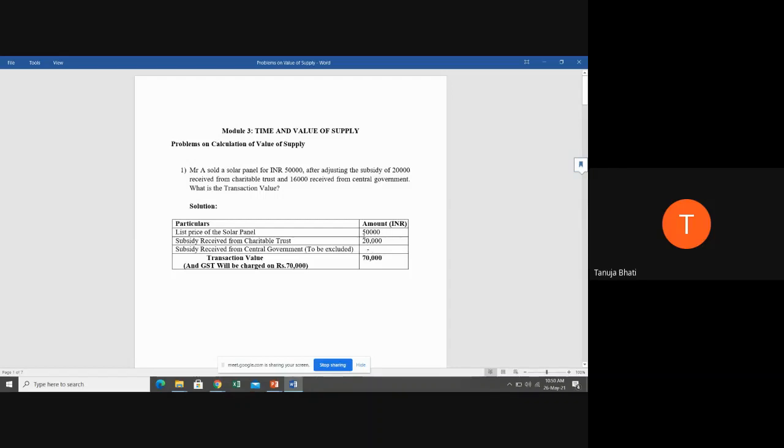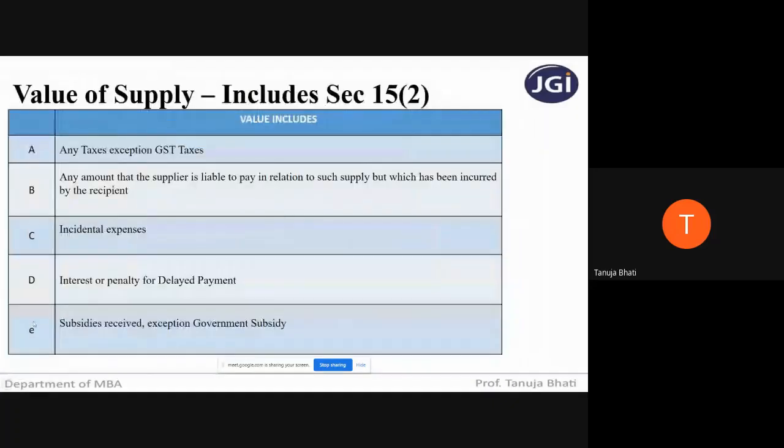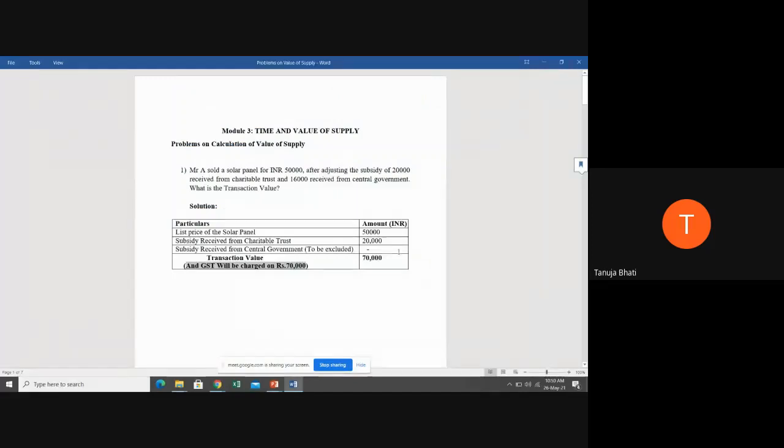So what will be the transaction value on which you will charge GST? It is 70,000, and GST will be charged on 70,000. So subsidies received is covered under which section? Section 15, subsection 2, clause E. Subsidies received have to be included, except government subsidies. Government subsidies have to be ignored and not included in the transaction value. So students, is this particular problem clear? Yes, ma'am. Next.